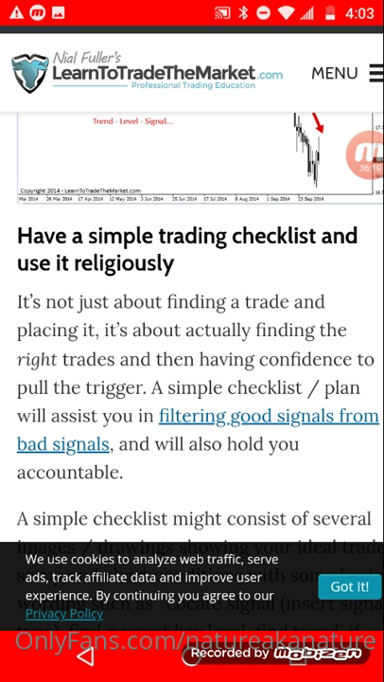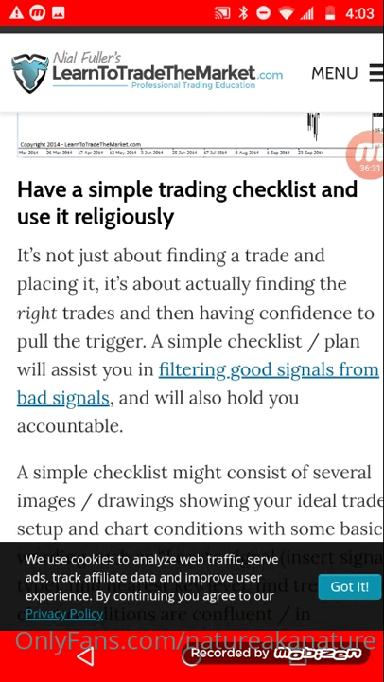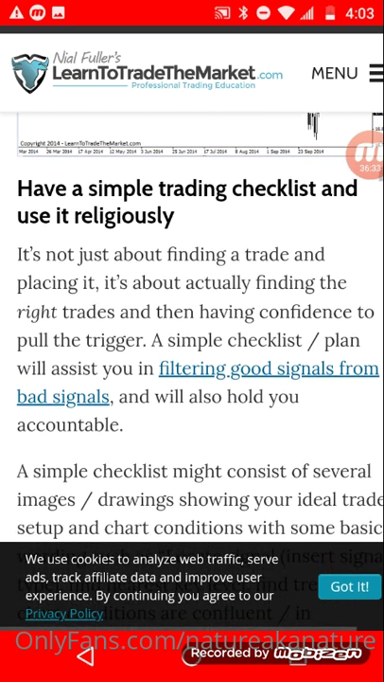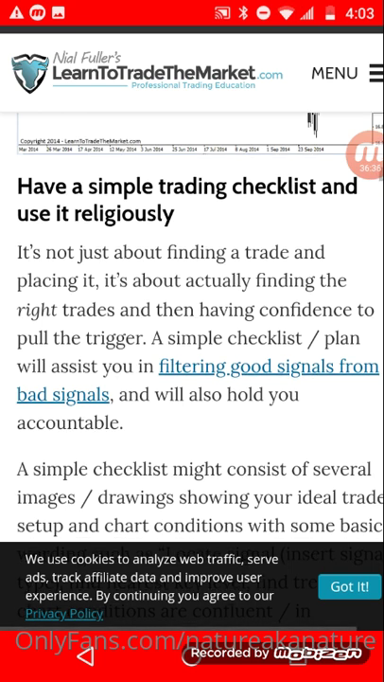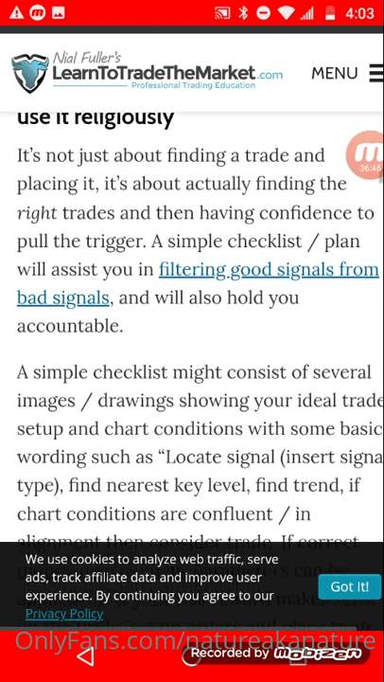So, have a plan, and look at signals. Even if you have somebody that pays for signals, you pay for signals too. You use everything to your advantage. I'm not going to tell you anything wrong. So you'll also hold good signals and bad signals accountable. Checklists might consist of several images: drawing your key levels, drawing your trend lines, setting up your chart, showing your ideal trade, and setting up your chart conditions with some basic wording. You can do all this on TradingView. TradingView has the chart.